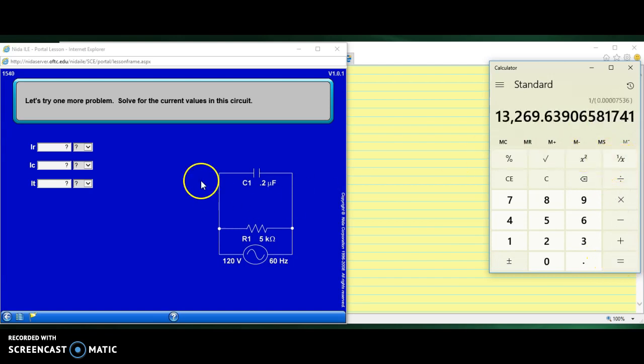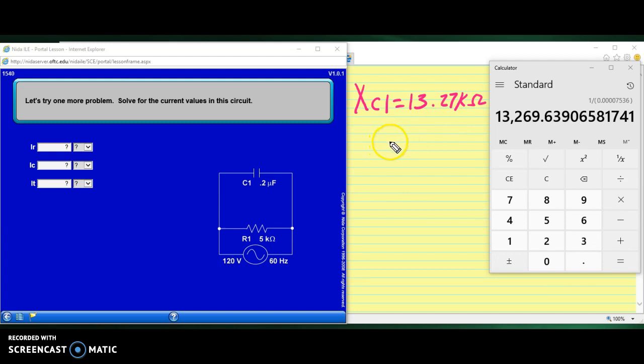We'll divide that into 1, and X of C1 is going to equal 13.27K here. So let's write that down. Let's go pink. X of C1 is 13.27K. So that's X of C1.